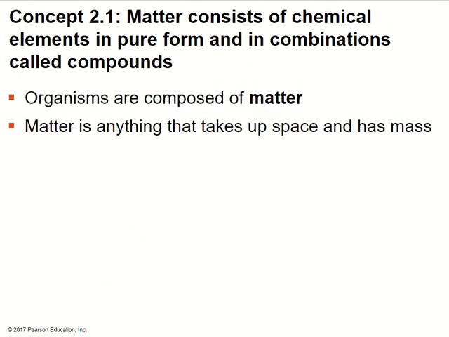Matter consists of chemical elements in pure form and in combinations. These combinations of elements are called compounds. Organisms are composed of matter. Matter is anything that takes up space and has mass. One thing that always makes me laugh is the typical definition of matter is anything that has mass and takes up space, and the definition of mass is anything that is made up of matter. So, what is mass? What is matter? Well, you need them in their own definitions.